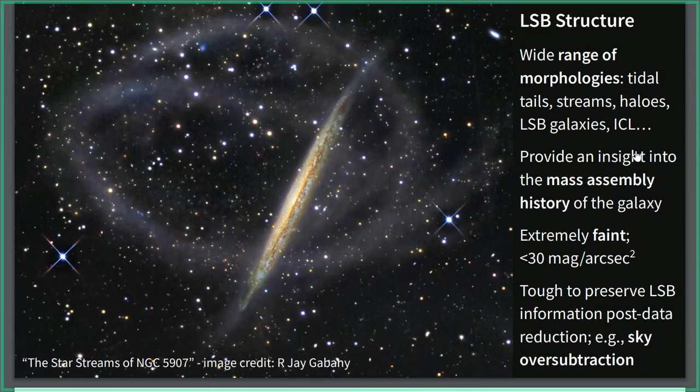However, as indicated by their name, these things are inherently very faint. So the kind of benchmark that we all in the literature seem to use is anything that's less than 30 mag per square arc second tends to fall into this LSB regime. So getting down to that LSB level is really the holy grail. And as a consequence, because the structure is so faint, it can be very easy to contaminate this structure during, for example, the data reduction process, background subtraction, and so on. Next slide, please.